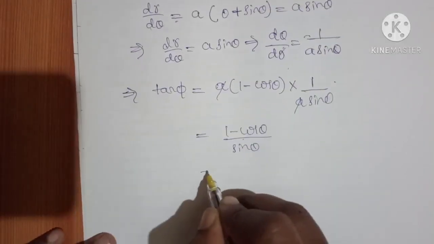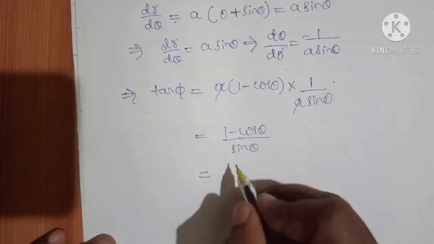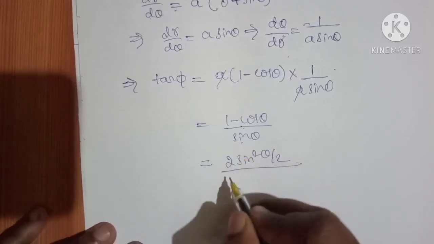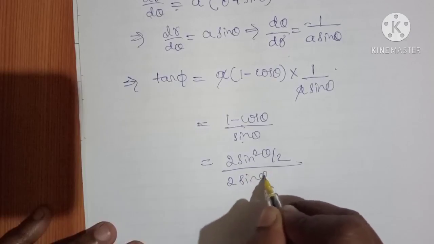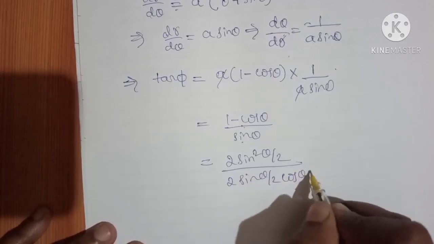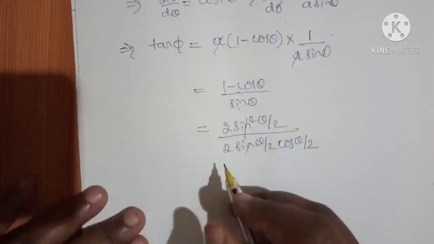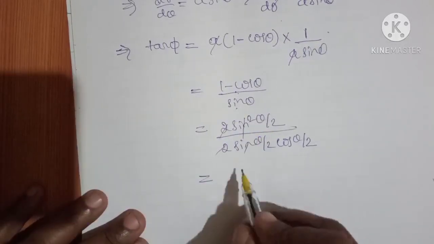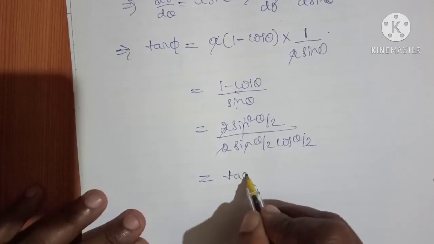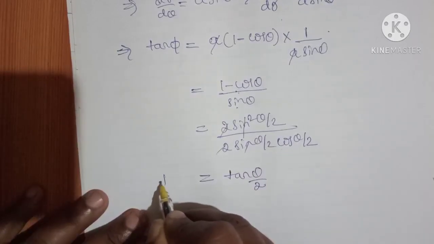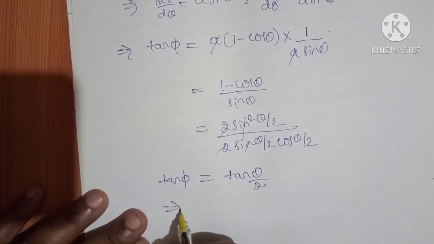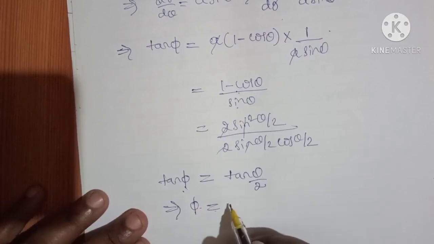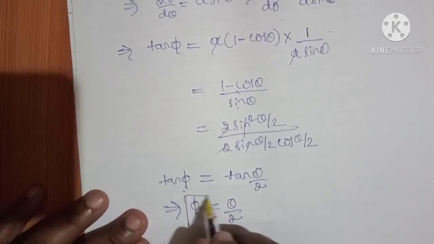We have 1 minus cos theta is equal to 2 sin square theta divided by 2. Sin theta can be written as 2 sin theta divided by 2 into cos theta divided by 2. Sin to sin term cancels, 2 cancels. In the numerator we have one more sin term. Sin by cos is equal to tan theta divided by 2. So here we have tan phi. Thus tan cancels, we get phi equals theta divided by 2. So this is the required angle.